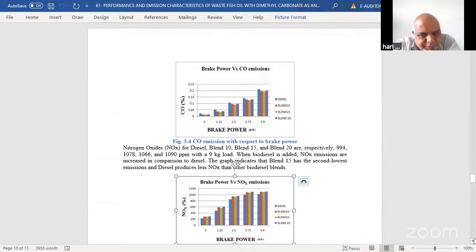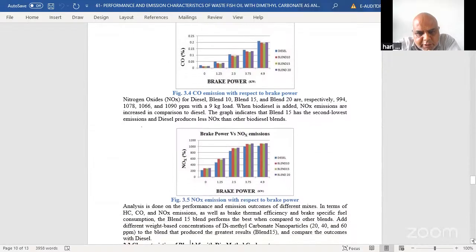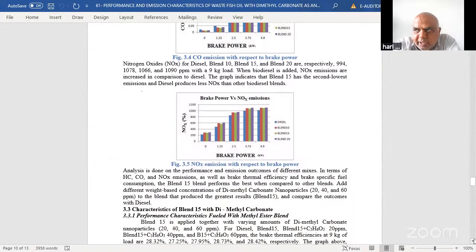Next one is NOx emissions. The disadvantage of using biodiesel and oxygenate compounds will be seen here, with respect to brake power. At higher temperatures, nitrogen has a tendency to react with oxygen and forms nitrogen oxides. Biodiesel has a high amount of oxygen, so it causes high temperatures. That's why the NOx emissions go on increasing with respect to biodiesel as well as with respect to these oxygenate compounds.